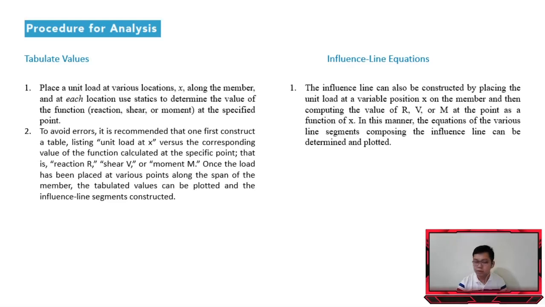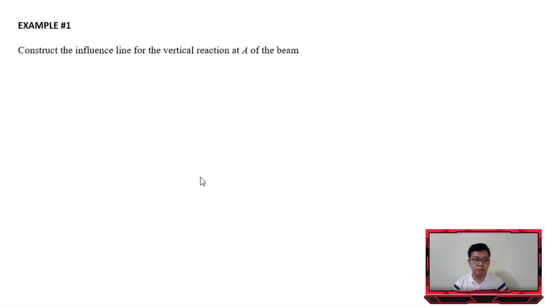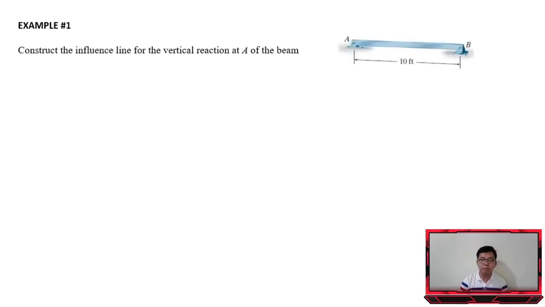Just chat your questions down below. Wait a moment, let me set up first. Okay, let's start. This is our first example problem: construct the influence line for the vertical reaction at A of the beam.